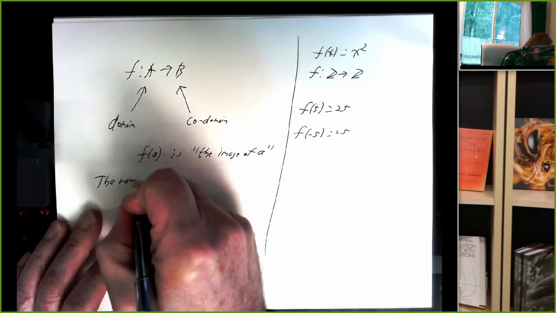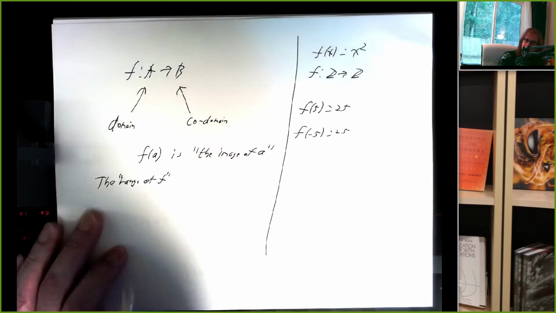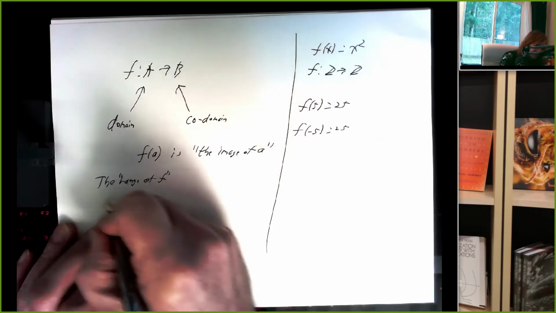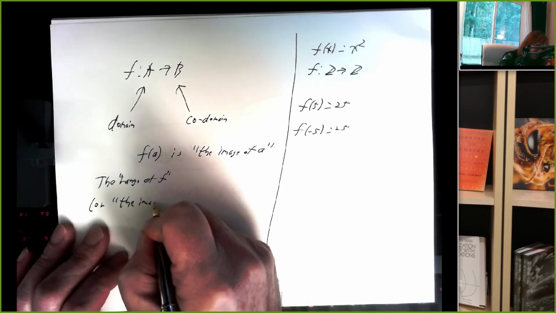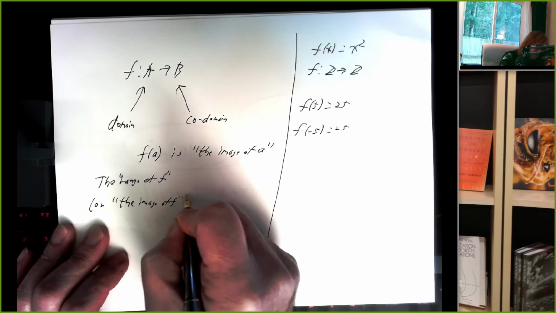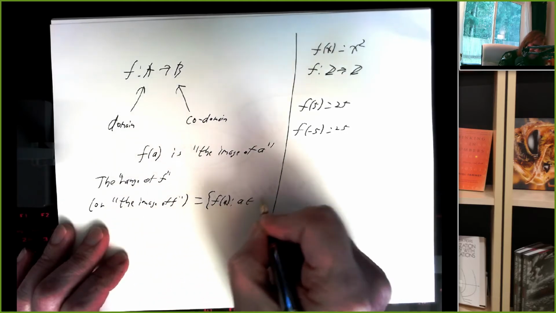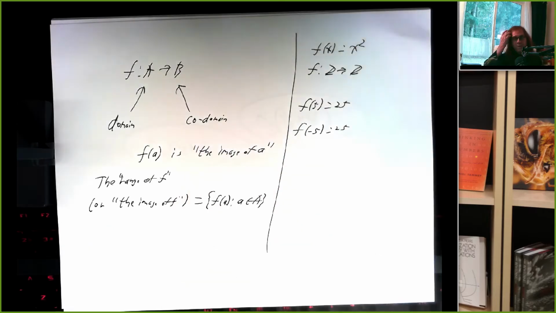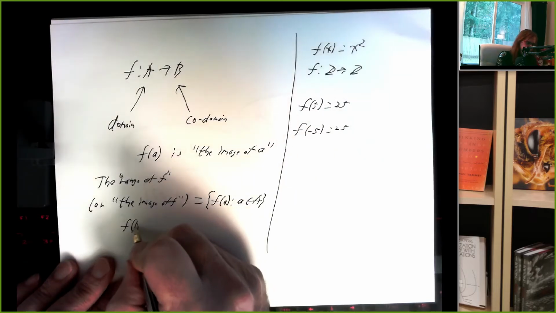The range of f, or sometimes the image of f, is the set of all f of a, where a comes from the set A. The range is the set of points you actually map something to. This is sometimes written f of big A.